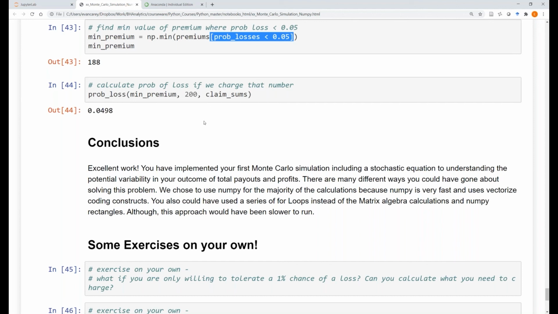Okay, that's the end of the code that I want to walk through with you today. So I'll have some conclusions about this. This is our first Monte Carlo simulation that we've implemented. It includes a stochastic equation, allowing us to understand variability in our outcome. What's so important about this is that what we have just done is study the entire distribution of the outcome, which is very different than studying the mean of the outcome.